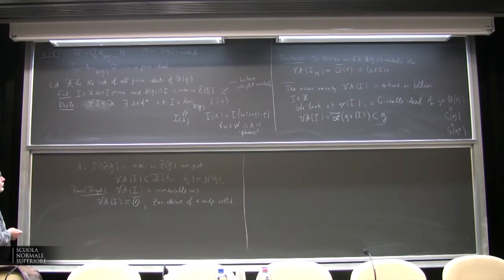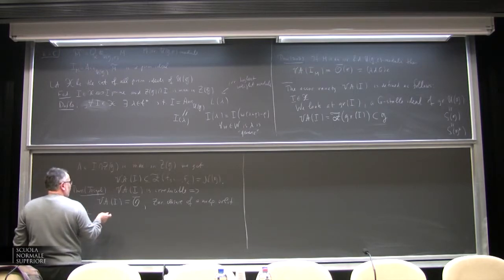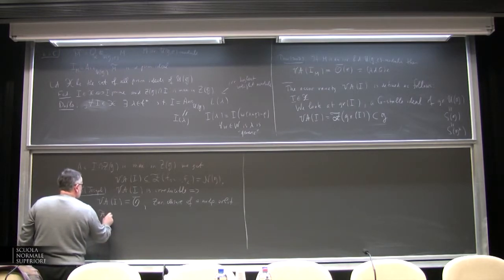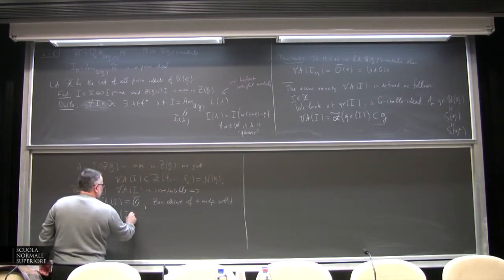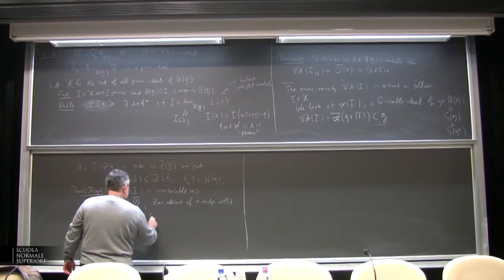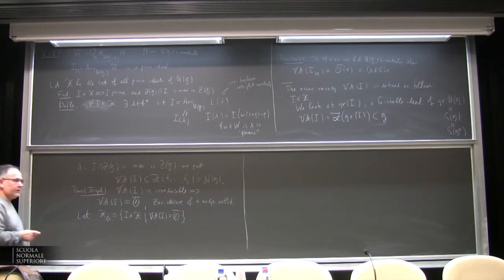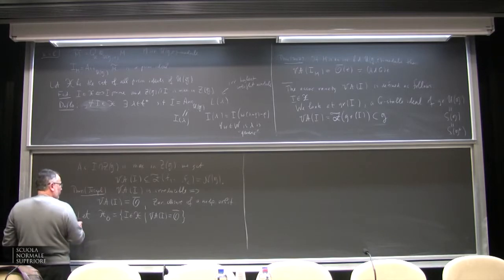Now there is a way to attach to a primitive ideal a nilpotent orbit, and then we can stratify X. Let X_O be the set of all primitive ideals I in X such that the associated variety of I is the closure of O. So we have a finite stratification, because there are finitely many nilpotent orbits.